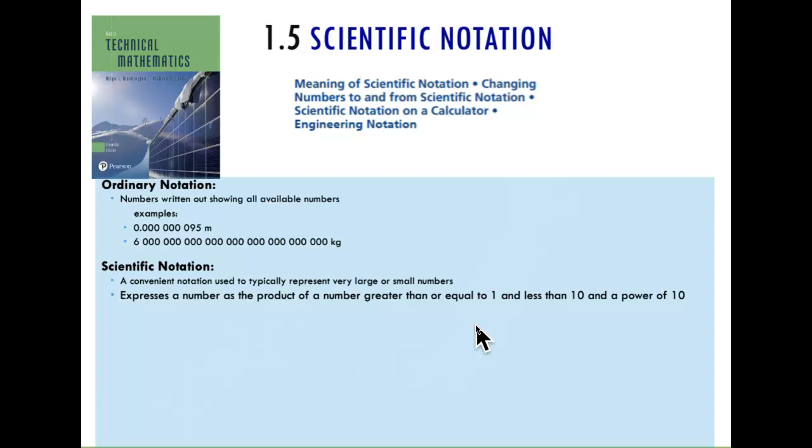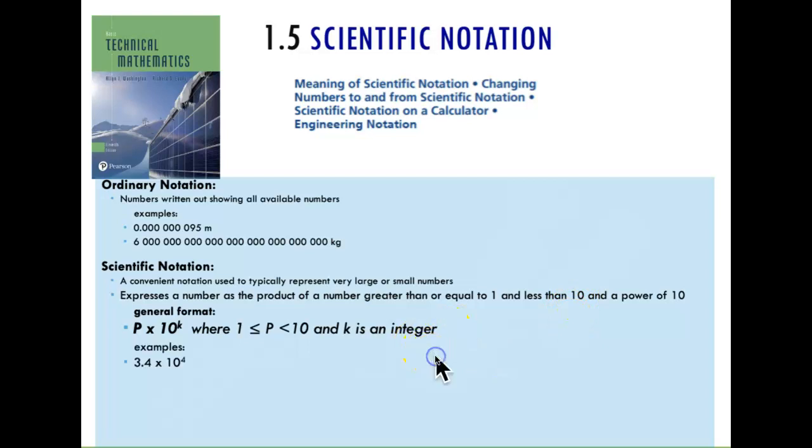So the way we do this is we rewrite the number as a product of a number greater than or equal to 1 and less than 10 with a power of 10. In general format, it just looks like this definition: P times 10 to the k, where P is some number between 1 and 10, not including the 10, and k is an integer. Some examples of scientific notation would be a number like this, 3.4 times 10 to the 4th, or 5.03 times 10 to the negative 3.